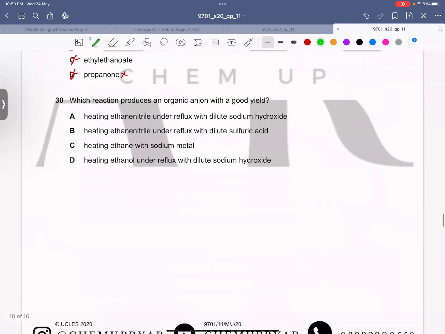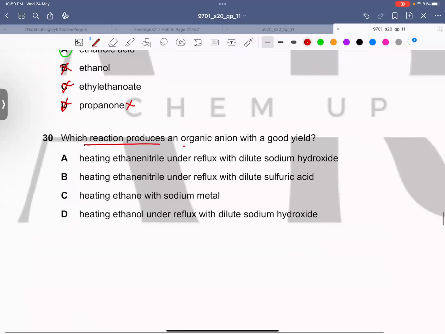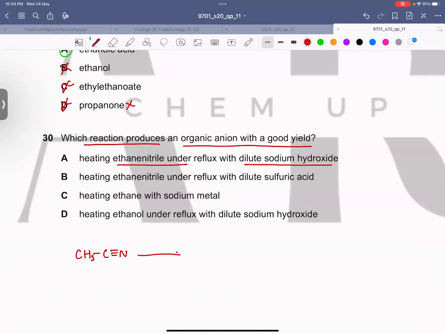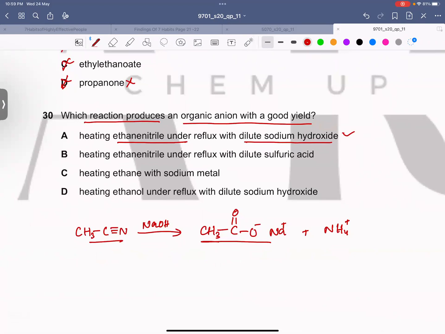Now, question number 30. Which reaction produces an organic anion with a good yield? Ethane nitrile under reflux with dilute sodium hydroxide. So if you recall, ethane nitrile would be CH3C triple bond N. And if I heat it with sodium hydroxide, I'm going to get ethanoate ion and ammonium ion. So here I'm getting ethanoate ion, and all of the nitrile is going to convert into ethanoate ion. So it can be a correct answer, but just verify the rest.